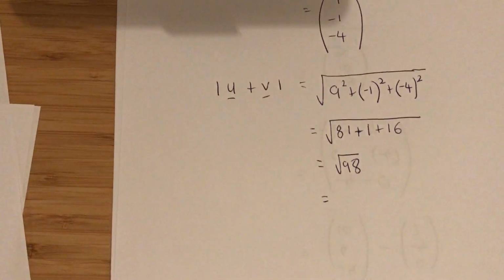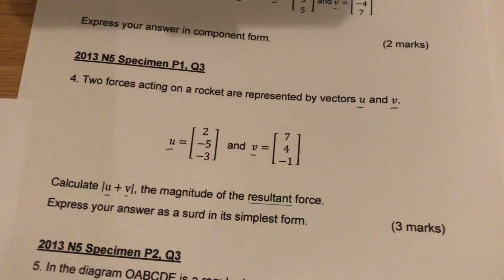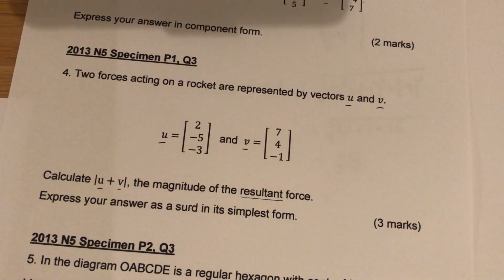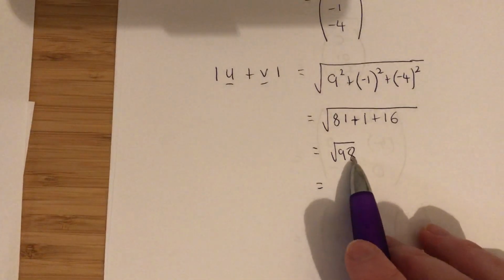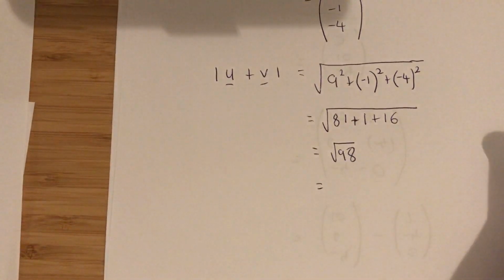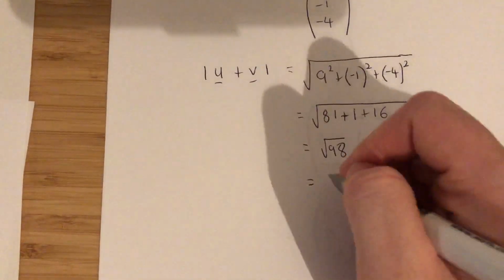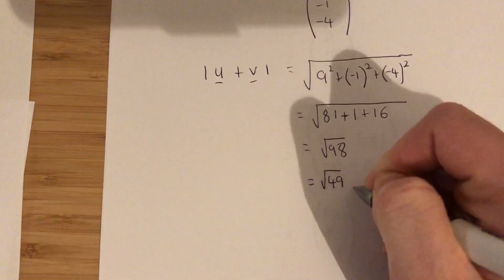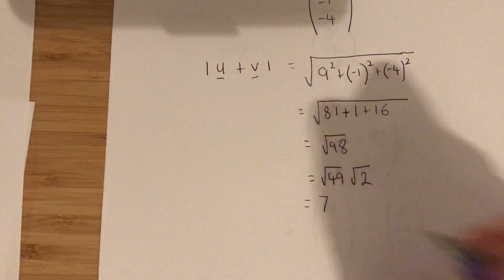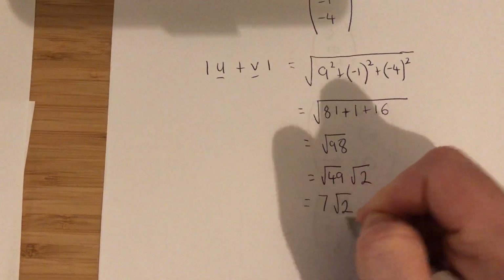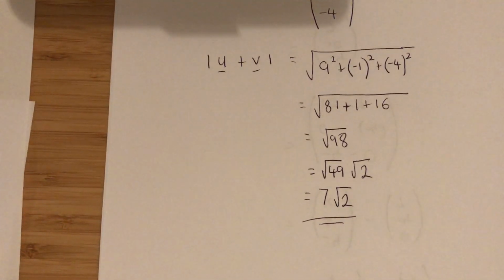So square root of 98, we now want to simplify this as a surd in its simplest form. If you're not sure how to simplify surds, you might want to go back and have a little look at that tutorial. So we're looking for two numbers that go into 98, with one of them being a square number. You might have noticed that 49 times 2 is 98, so we can do square root of 49, square root of 2. Square root of 49 is 7, so it's 7 root 2. And that's the magnitude in its simplest form as a surd.